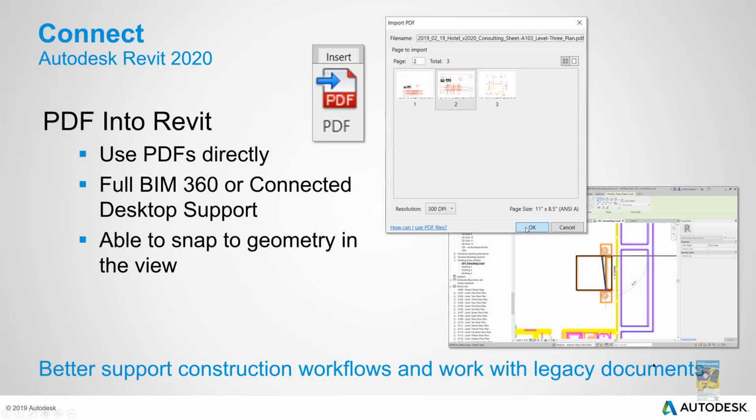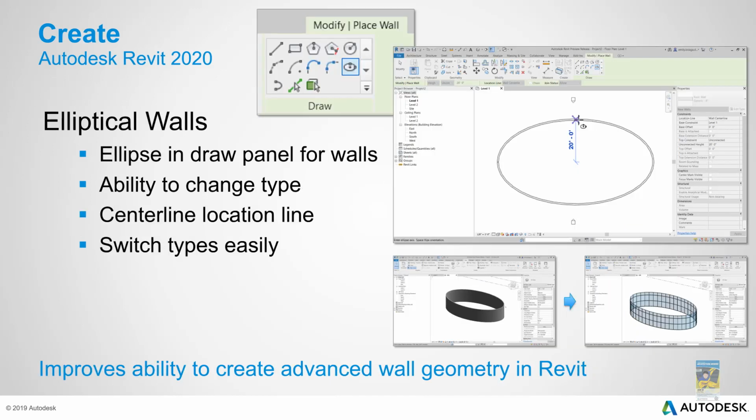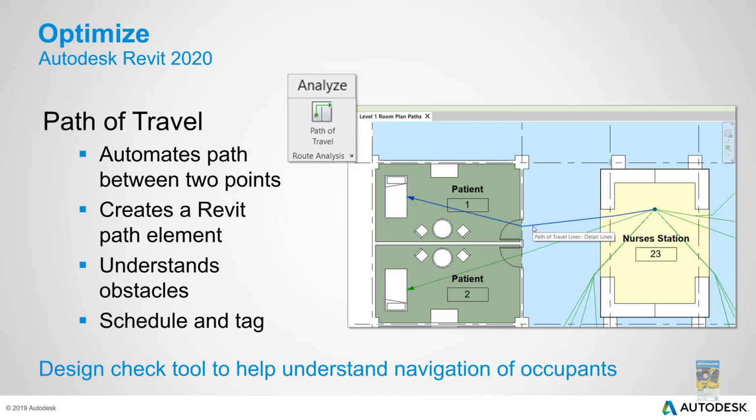So here, when we talk about taking a PDF and bringing it into Revit, it comes directly into the software. It is obviously connected to BIM 360 and desktop support if you need to. And you can actually snap to the geometry inside the view to help you draw. Being able to create the elliptical walls is pretty straightforward within the Draw Contextual panel. And obviously we can switch it from one type of wall to another.